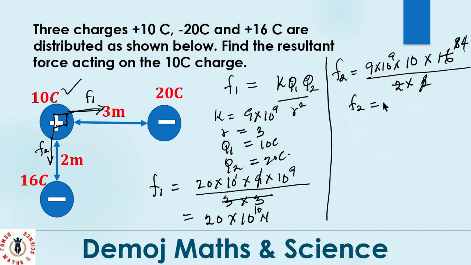Now I have 4 times 9, that's 36, times 10 raised to power 10, because I have 10 raised to power 9 and 10 raised to power 1. That becomes 10 raised to power 10 Newton.